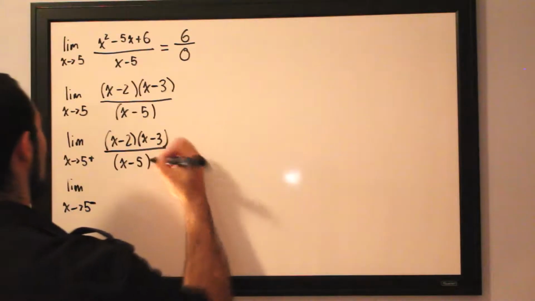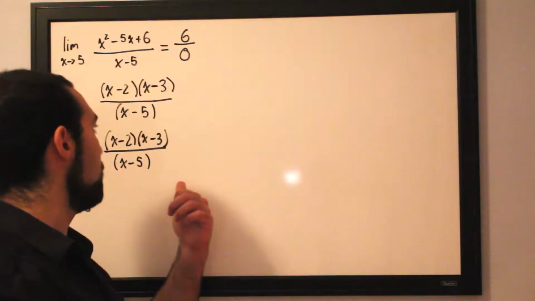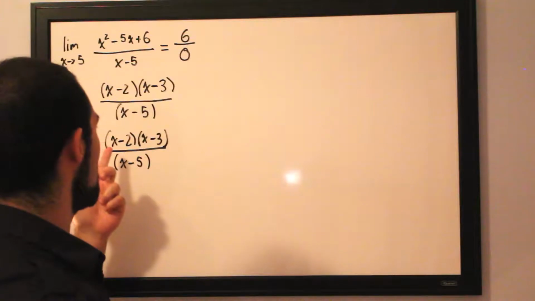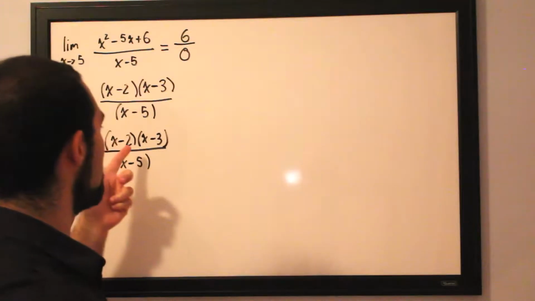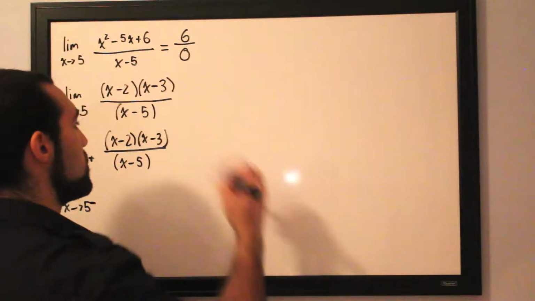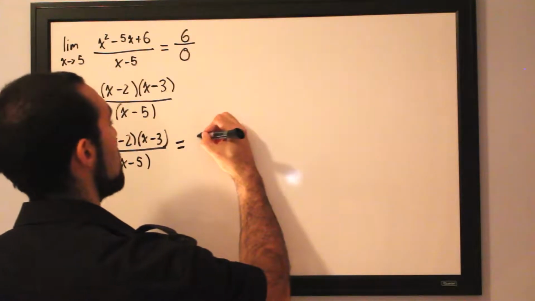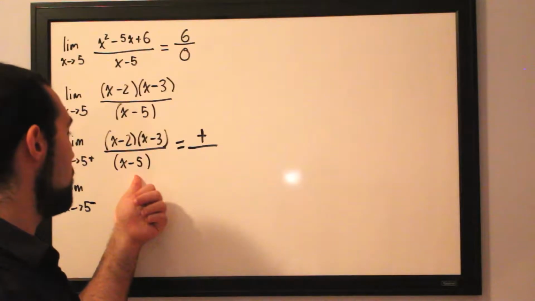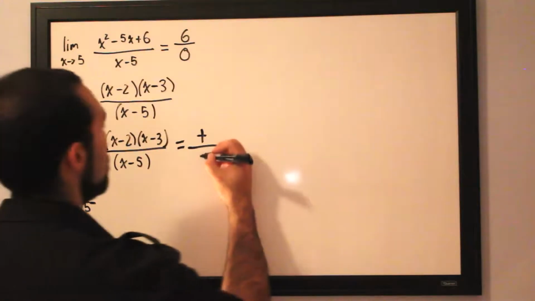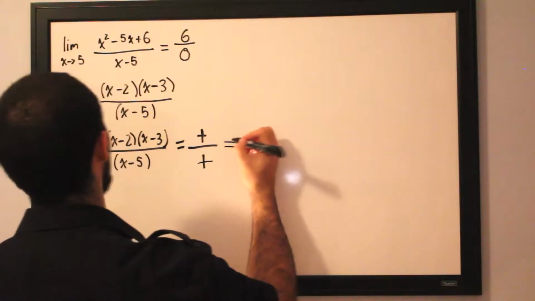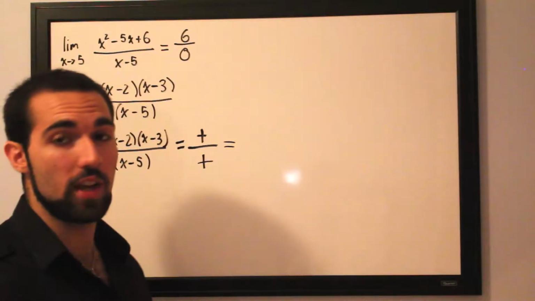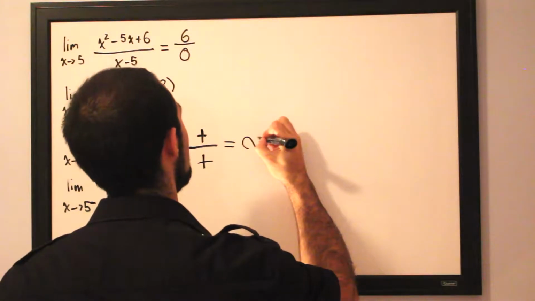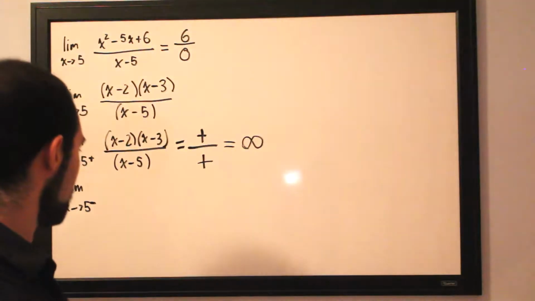Well, if we were to plug in a value to the right of 5, say 5.1, we would get 5.1 minus 2, which is a positive value, and 5.1 minus 3, which is also a positive value, so this gives us a positive value on top. Then something to the right of 5 plugged into the denominator also gives us a positive value. Because of that, using sign analysis, which we learned in the previous lecture, the limit as x approaches 5 from the right for this function is equal to positive infinity.